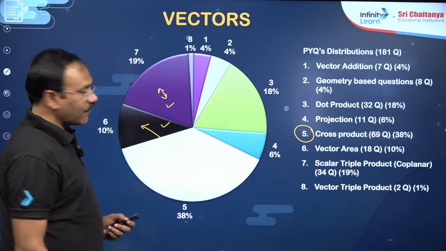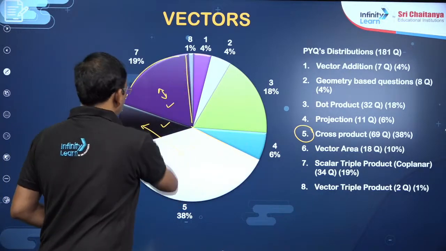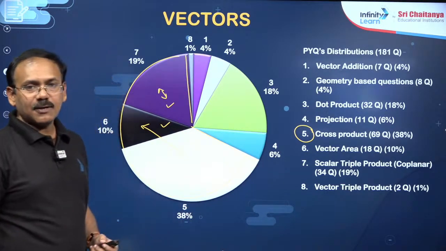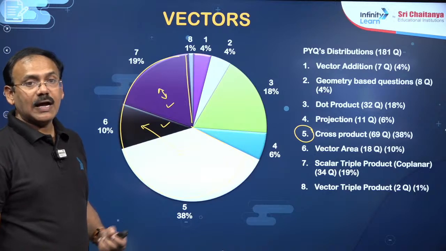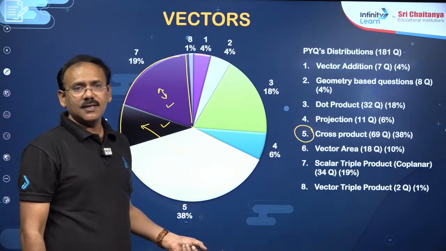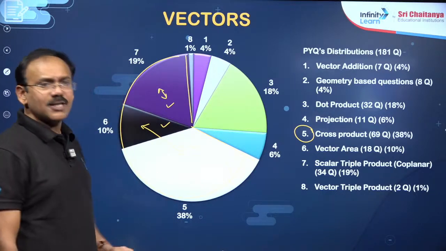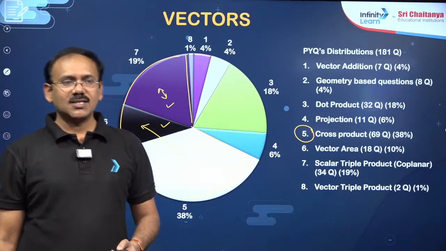So you need to focus on these 3 areas: scalar triple product, cross product, and area kind of questions. The rest of the things anyhow are easy. You need to focus on all, but these are the important areas. With this analysis we shall start our discussion.